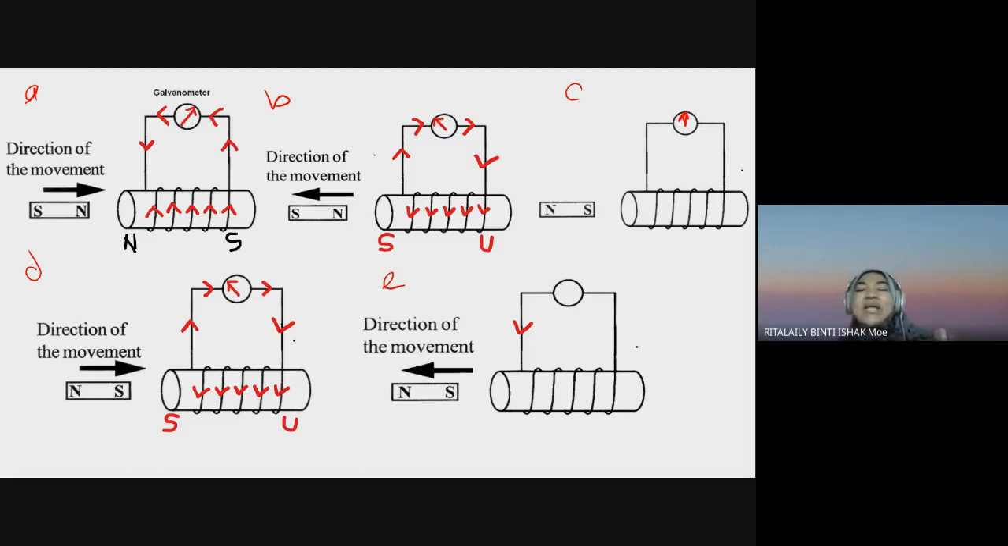Okay, so as for E, which direction will the pointer of the galvanometer be pointing at? Okay, so that's the answer, right? What about the others? Okay, so most of you answered right. So the current flows from right to left. So the galvanometer will be pointing to the right. Okay, very good.